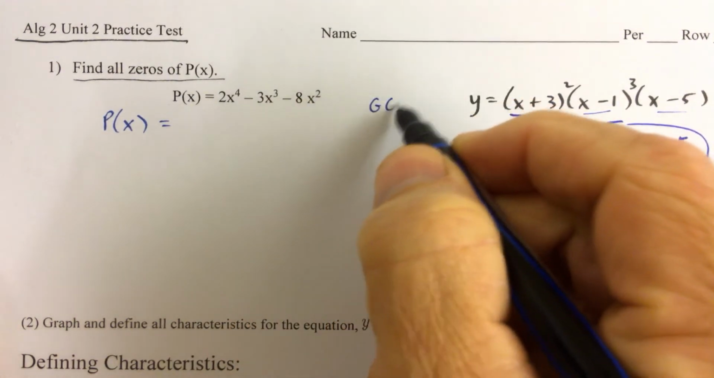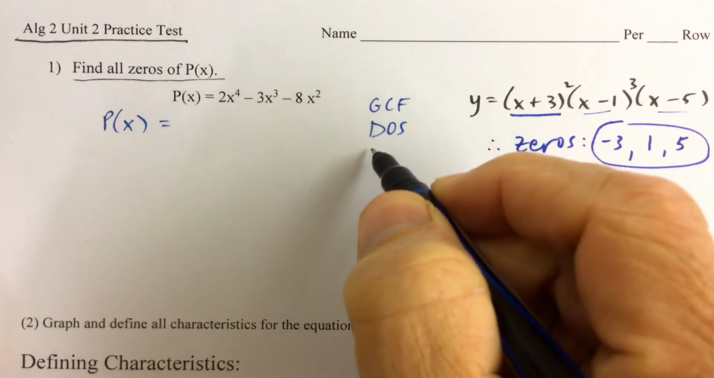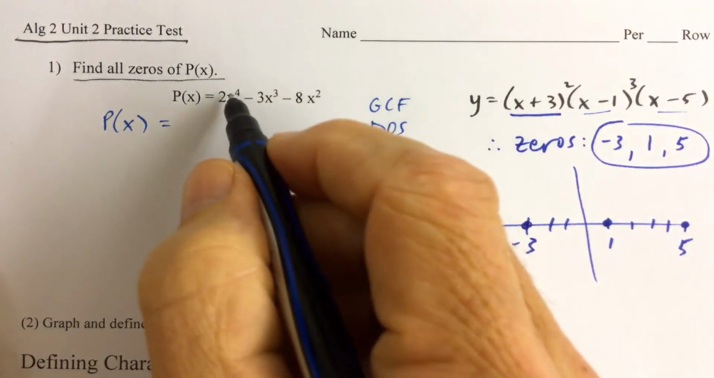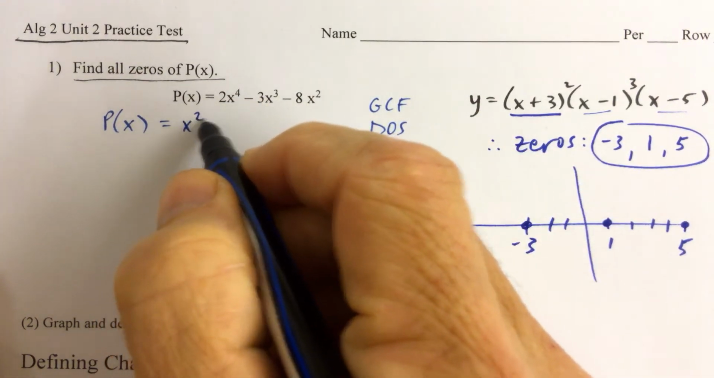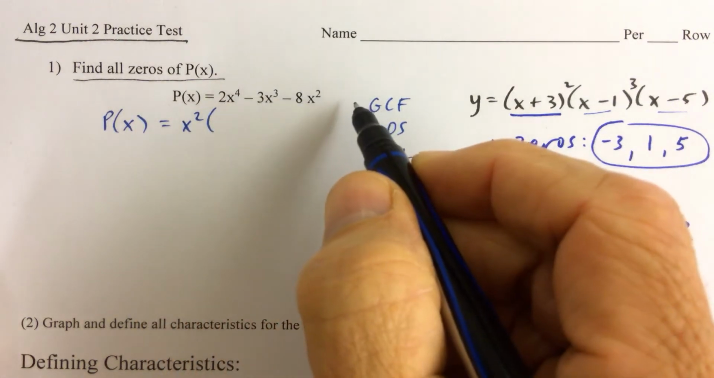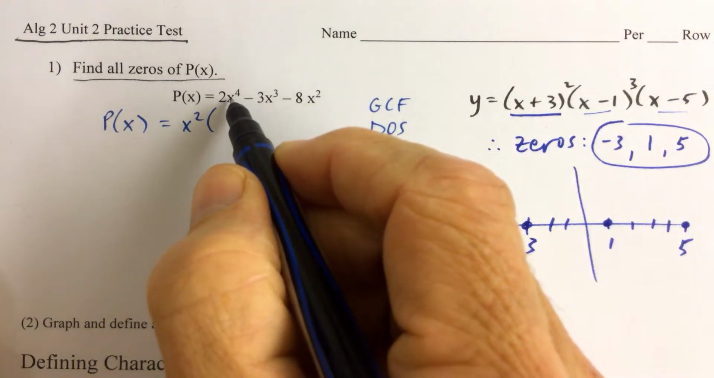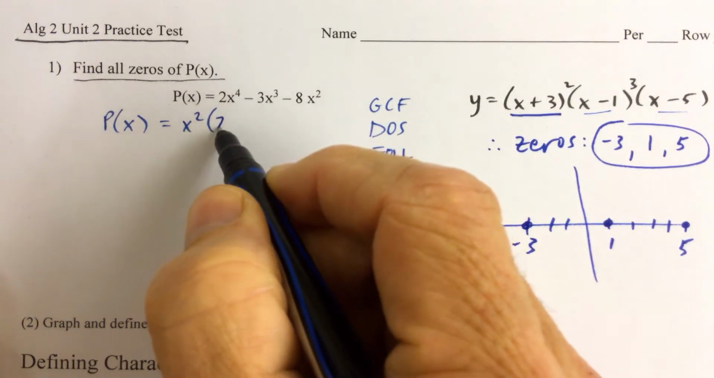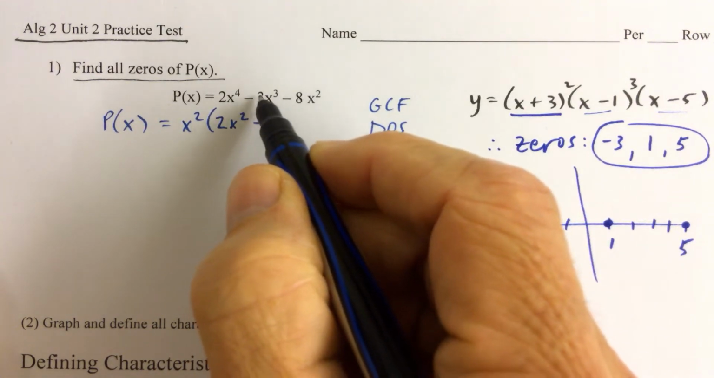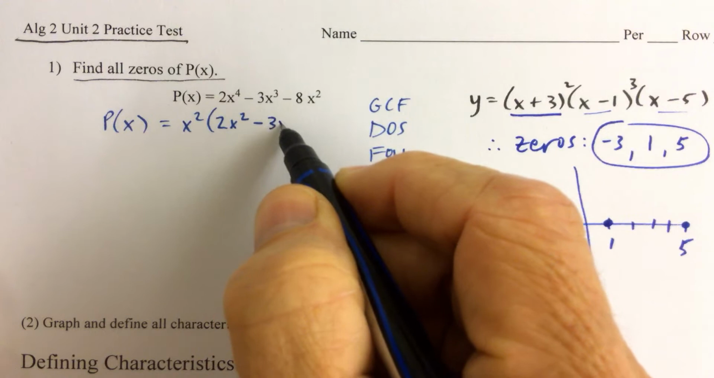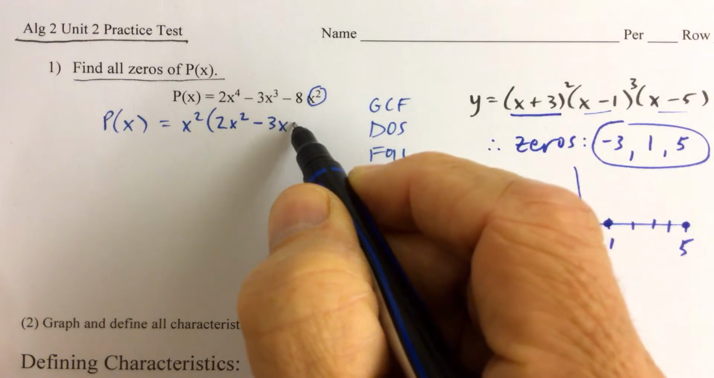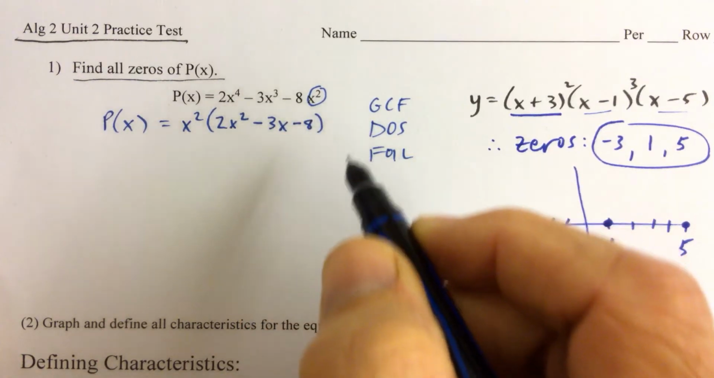Running through the 3 types of factoring, the first thing we always look for is, is there a GCF, greatest common factor? And in fact, there's an x squared that is a common factor to all 3 terms. And there are no other common factors. Once we factor out x squared from 2x to the 4th, we're left with 2 times x squared. When we factor out an x squared from negative 3x cubed, we have minus 3x, and then factoring out an x squared from the negative 8x squared, we just are left with minus 8.